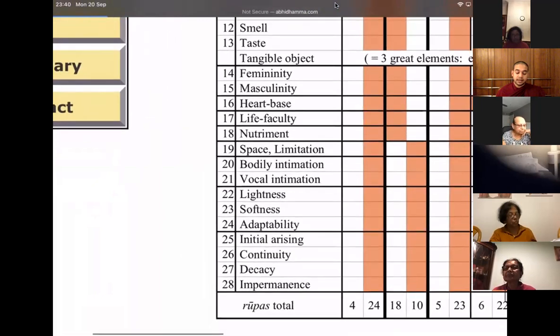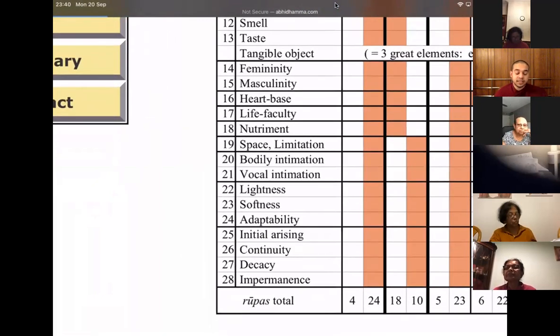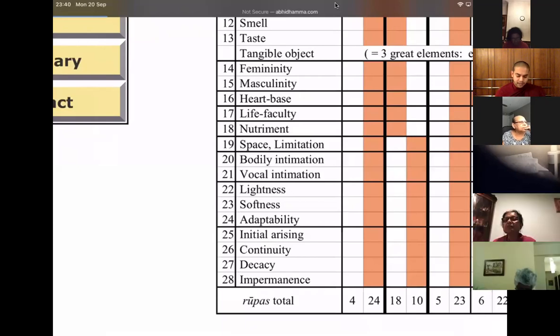14 masculinity, 14 femininity, 15 masculinity, 16 heart base, 17 life faculty, 18 nutriment, 19 space limitation, 20, 21 body vocal intimation, 22, 23, 24 lightness, softness, adaptability. Some of the terminology is different. And 25, 26, 27, 28 initial arising, continuity, decay, impermanence.